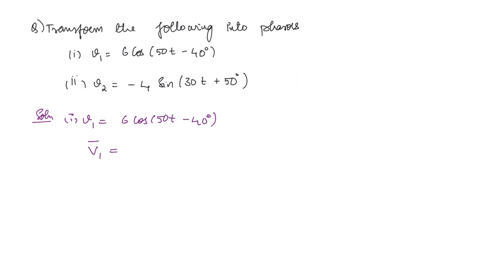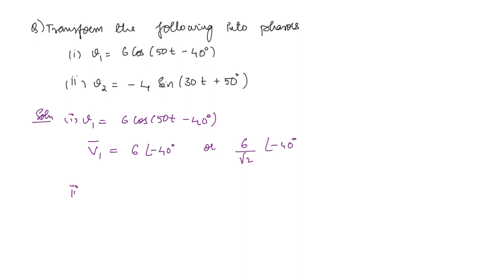V1 bar, remember here you're using the capital letter and the bar, is equal to the magnitude 6 angle −40 degrees. This is in terms of the maximum value. In terms of RMS value, you can write it as 6 by root 2 angle −40 degrees.